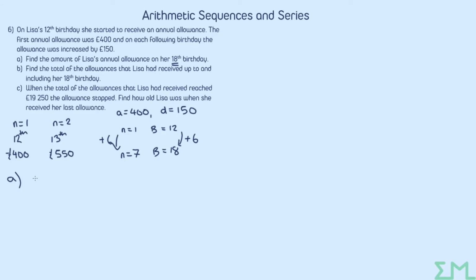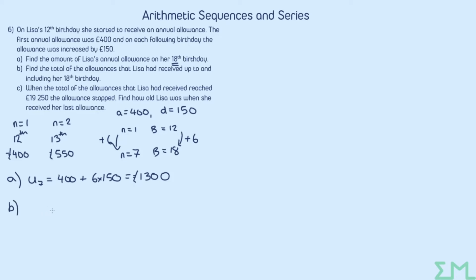So this is the amount she gets on her 18th birthday, not how much she's got up to and including her 18th, which actually is part B. So we're looking for un here, not Sn. So u7 is what we want. So 400 plus 6 times 150 will be how much she gets. So that would be £1,300 as her annual allowance on her 18th birthday.